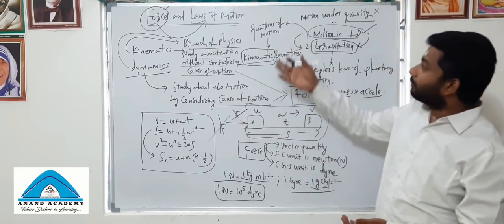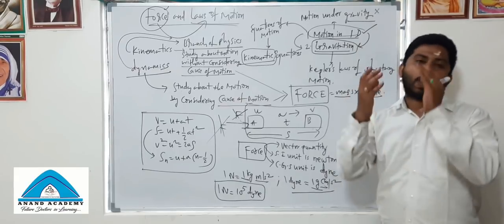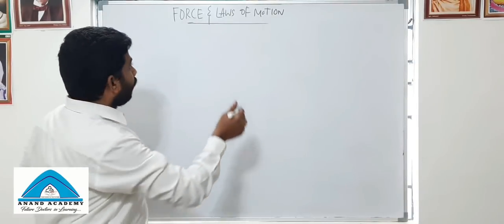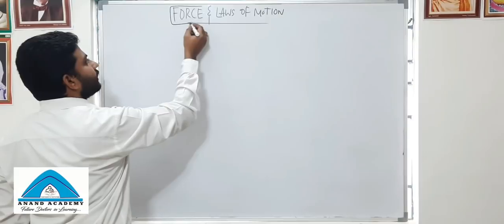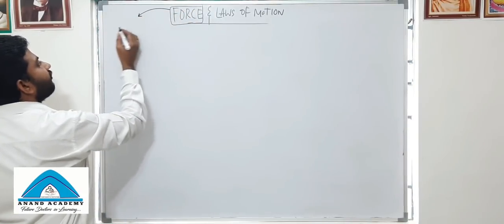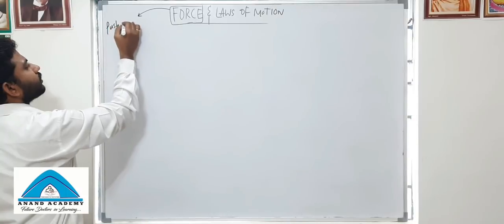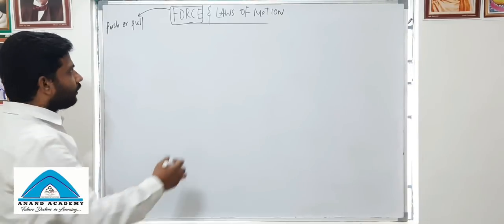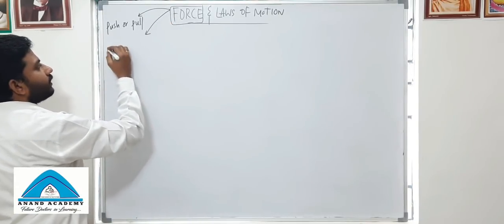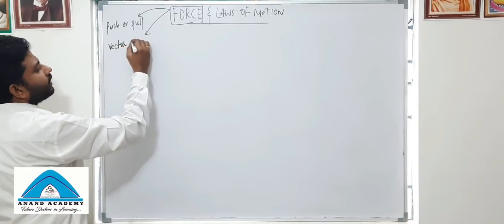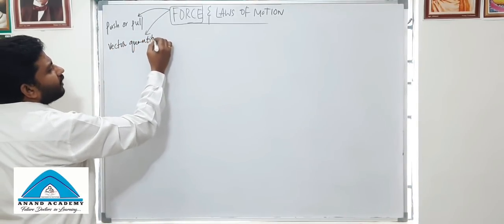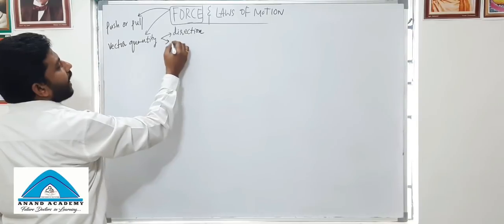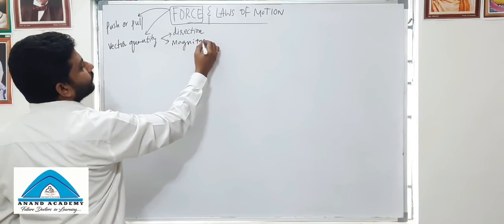Alright? So we will be discussing force and laws of motion from now. Let's continue the chapter, force and laws of motion. What we had just now discussed, the force is a push or pull acting on any body. That's called the force. And the force is a vector quantity, which has both direction and magnitude. Clear?